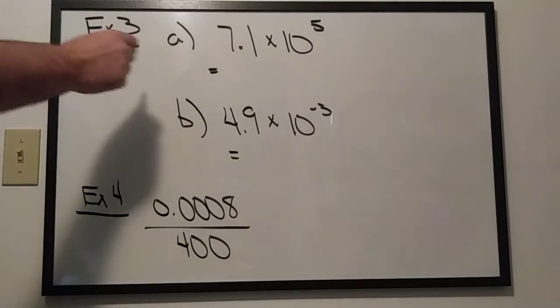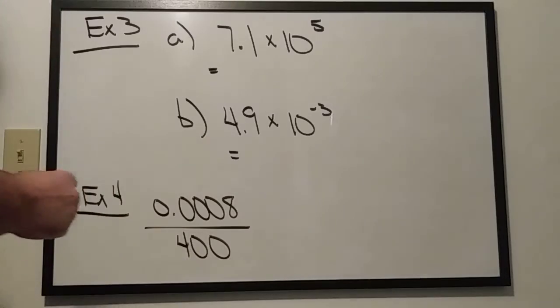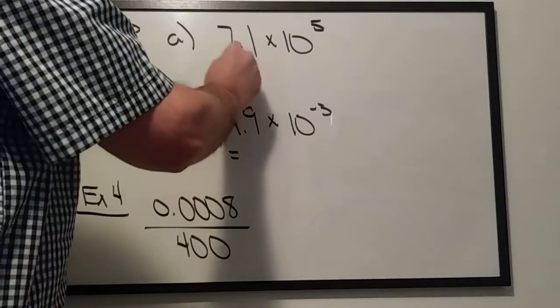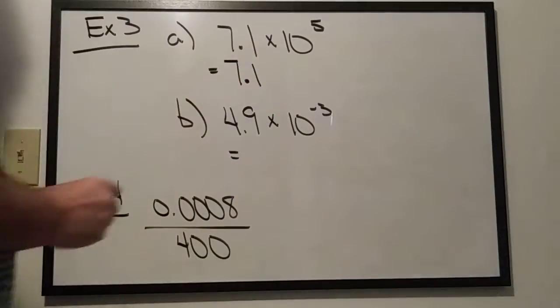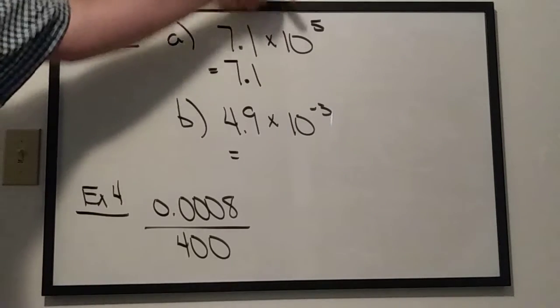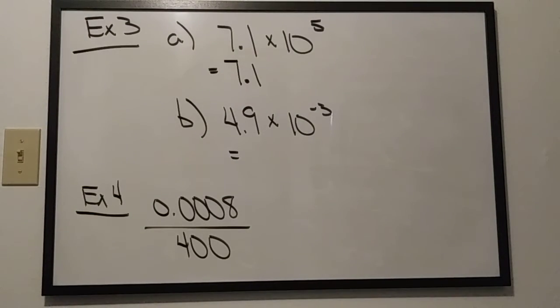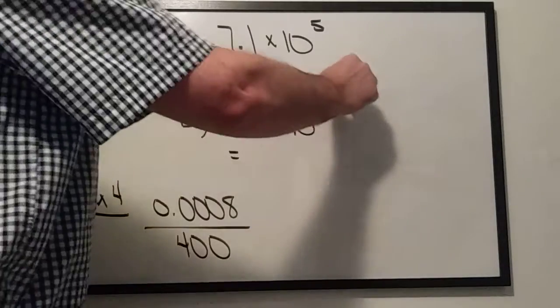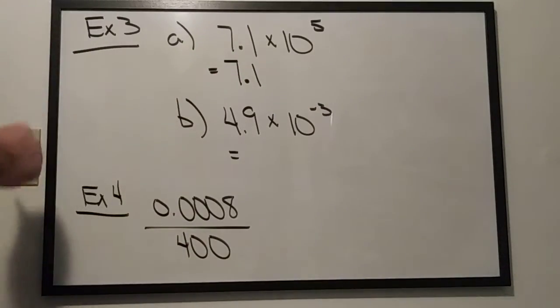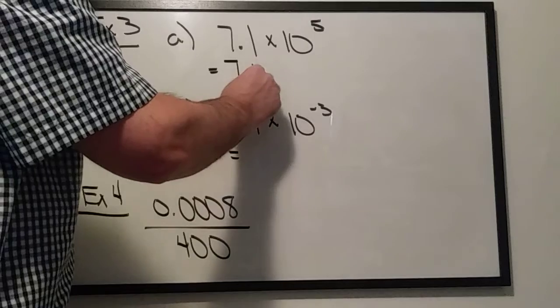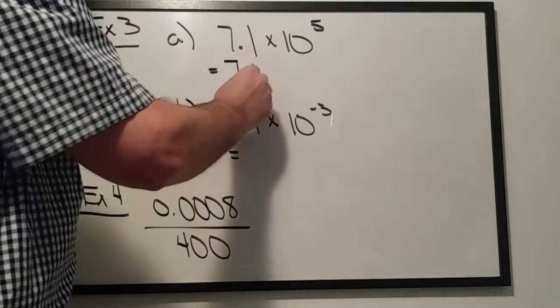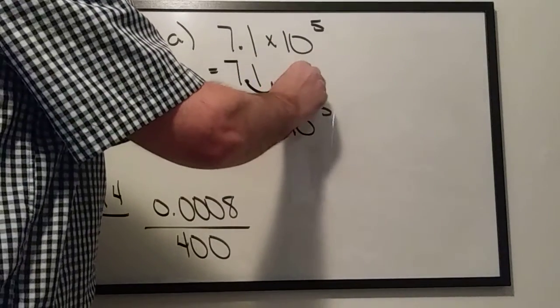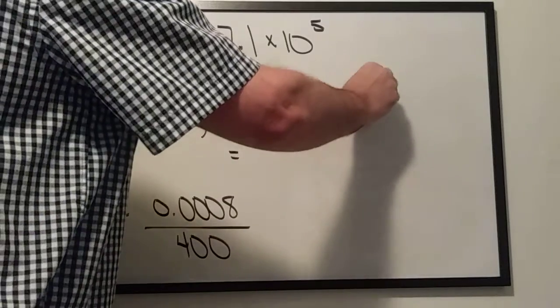In example 3a, we have 7.1 times 10 to the 5th. So I'm going to start off by writing down my 7.1. And then we have 10 to a positive power. That means that we're going to have a large number. So I'm going to have to move my decimal to the right to get large numbers. If I went the other direction, I'd get small numbers. So how many times am I going to swoop to the right? 5 times. So 1, 2, 3, 4, 5.